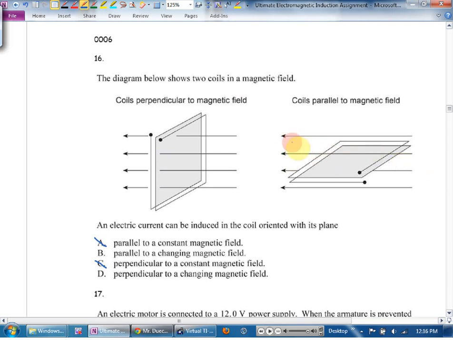So you know what? You're not going to be able to generate a current right here. So parallel, nope. Changing magnetic field here would do it. In fact, this would be exactly the same as when you move the magnet closer and closer to the coil. That'd be an easy way to change the magnetic field. Move the magnet closer. That means the magnetic field is getting stronger because you're getting closer. D, which I haven't circled, but D. Is that okay? Next.